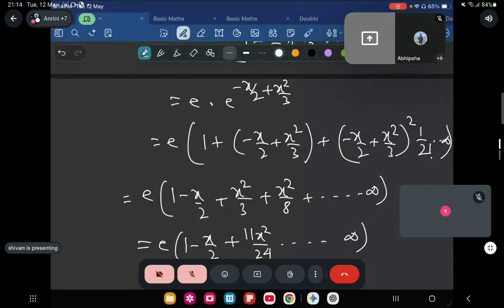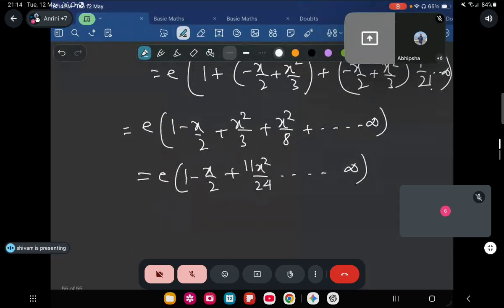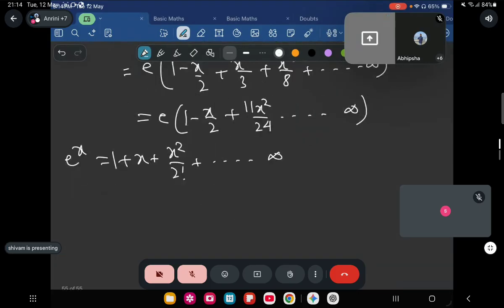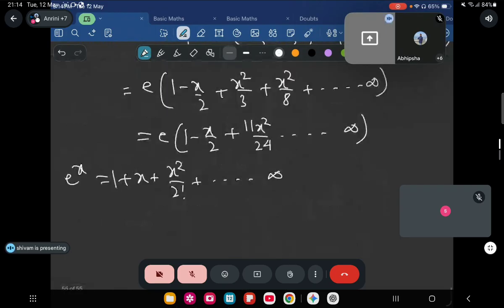Next. And our next expansion is e to the power x. E to the power x is 1 plus x plus x square by 2 factorial plus dot up to infinity. Next. This is number G.